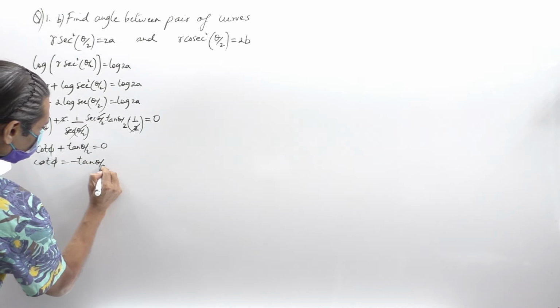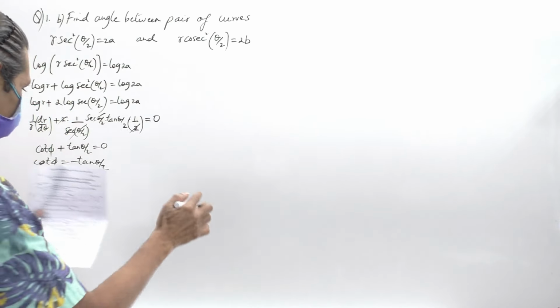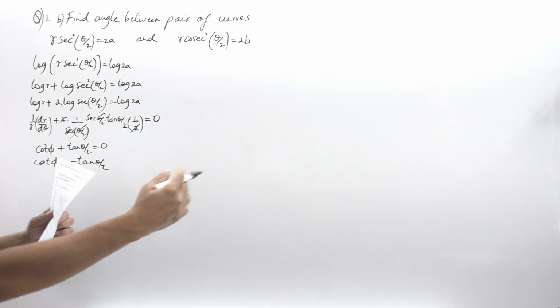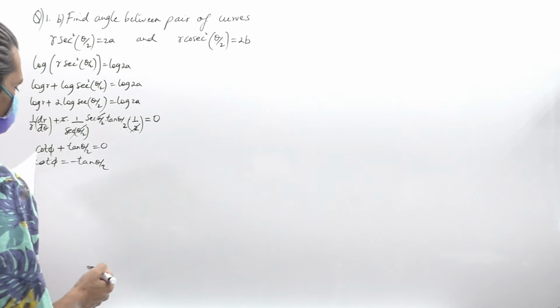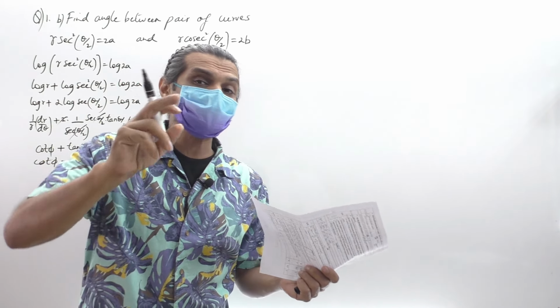Now how do we write minus tan theta by 2 in terms of cot? Because to find the angle phi, both sides, LHS and RHS, should be in the same form. So tan theta in terms of cot is written as cot of pi by 2 plus theta.